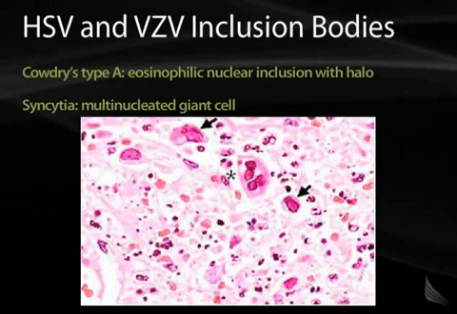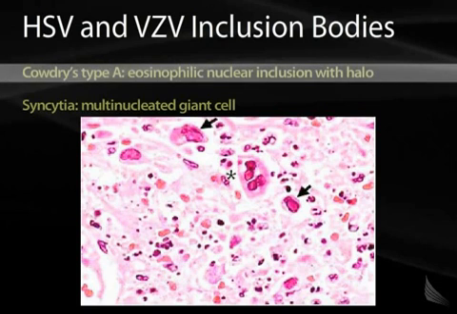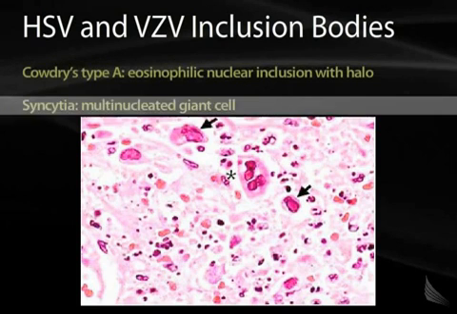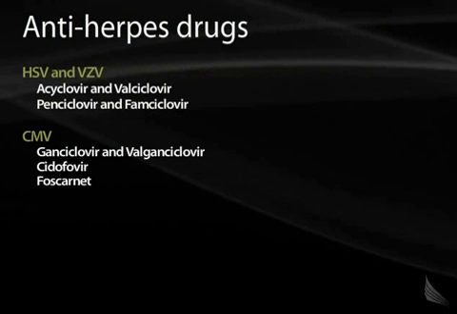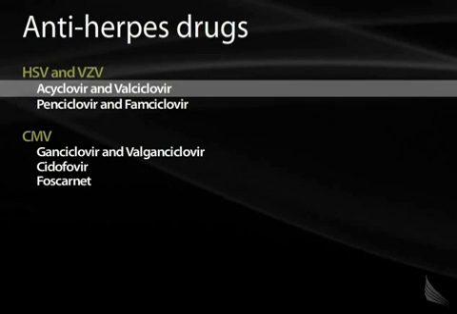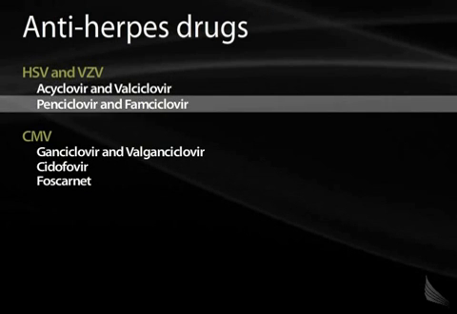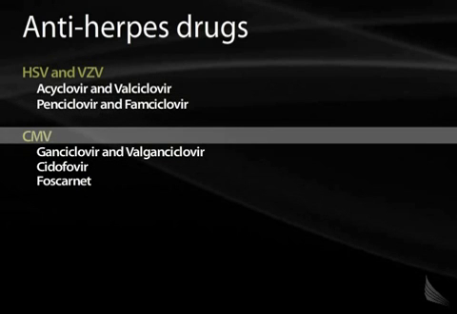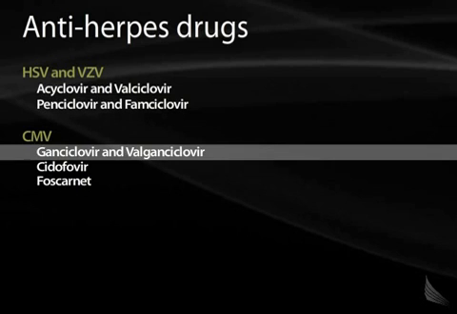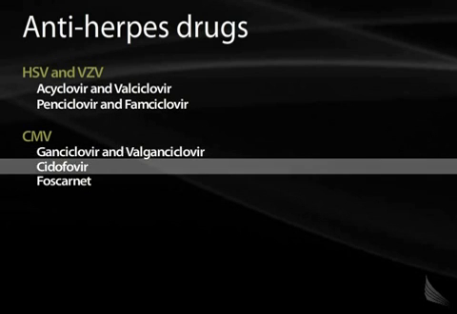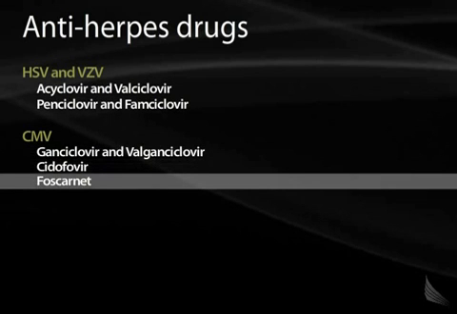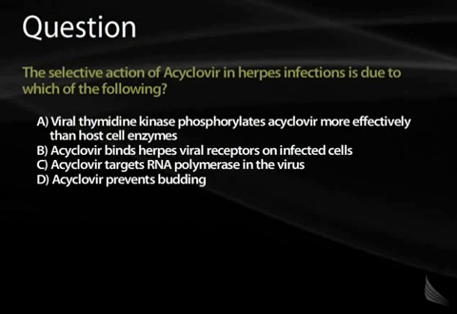Inclusion bodies are shown in this figure. You have Cowdry type A inclusion bodies. They're eosinophilic nuclear inclusions with a halo. You can also form a syncytia or multinucleated giant cell. Like we talked about, anti-herpes drugs include acyclovir and valacyclovir, penciclovir and famciclovir for HSV and VZV. CMV doesn't have a thymidine kinase, and so you need to use ganciclovir or valganciclovir. Sometimes we use cidofovir and foscarnet for CMV retinitis.